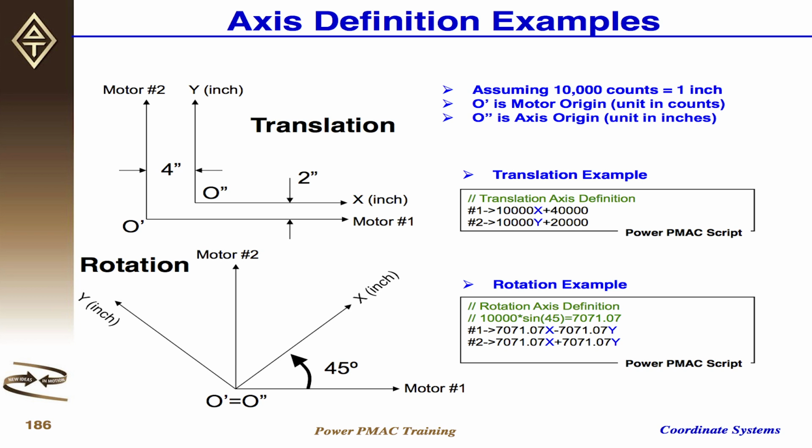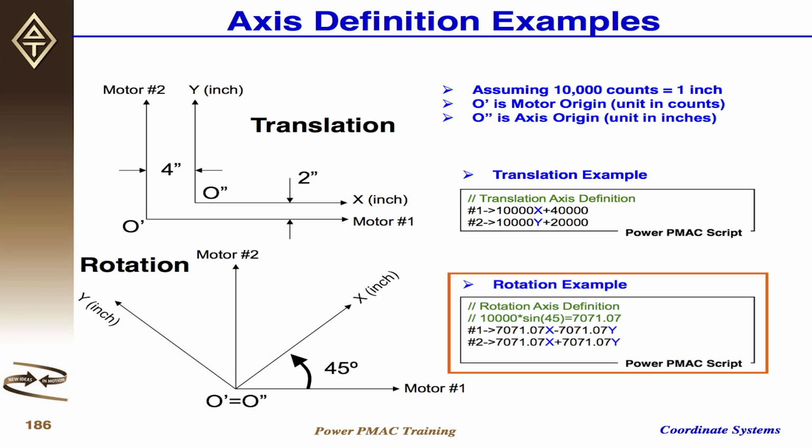Now, if you have rotation, say your x-axis is 45 degrees offset from the actual motor that motor 1 is, and in that case also 45 degrees offset from motor 2. And your y-axis is similarly 90 degrees offset from your x, so it's 45 off both those again. You may want to do something like this. Again, let's assume 10,000 counts per inch, but now it's at a 45 degree angle, so we're going to use a scale factor of 7071.07. That's equal to 10,000 times sine of 45 degrees.